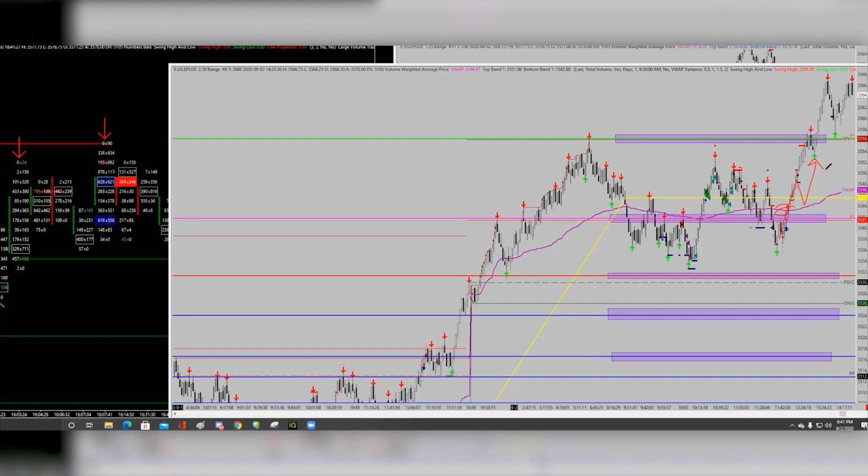Again, if you guys want to see how I qualify trades, how I actually trade, you can see a lot of these trades are on the screen right here.